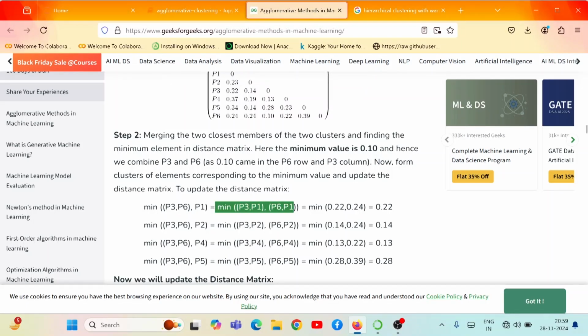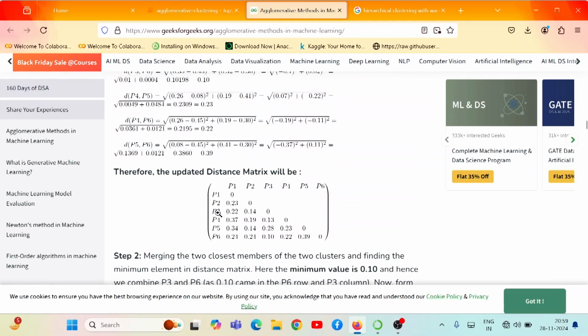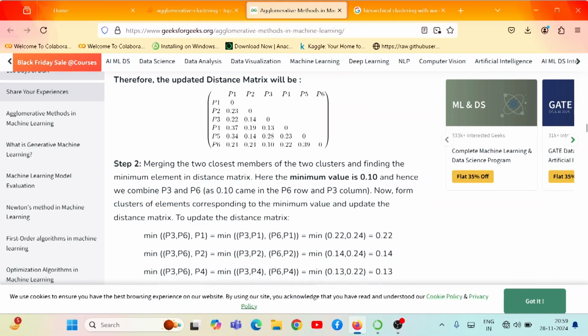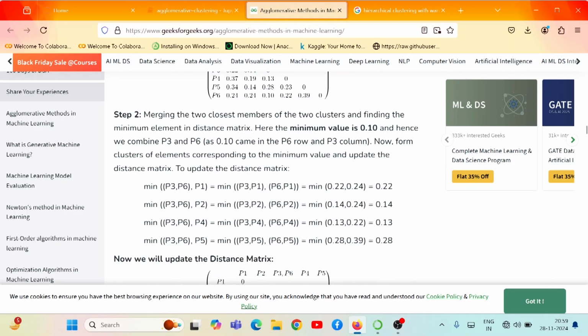Firstly, we find the distance between P3 and P1, and P6 and P1, and among these we take the minimum. This is how single linkage works. It finds the minimum distance between these two points. These values we already know. P3 to P1 is 0.22, so we have kept this value here, and P6 to P1 is 0.24. Among these two values it finds the minimum. So the minimum will be 0.22. We do the same thing with P3, P6 and P2.